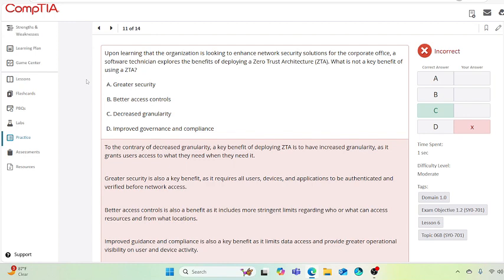Upon learning that the organization is looking to enhance network security solutions for the corporate office, a software technician explores the benefits of deploying a zero trust architecture, ZTA. What is not a key benefit of using a ZTA? Decreased granularity. To the contrary of decreased granularity, a key benefit of deploying ZTA is to have increased granularity, as it grants users access to what they need when they need it.